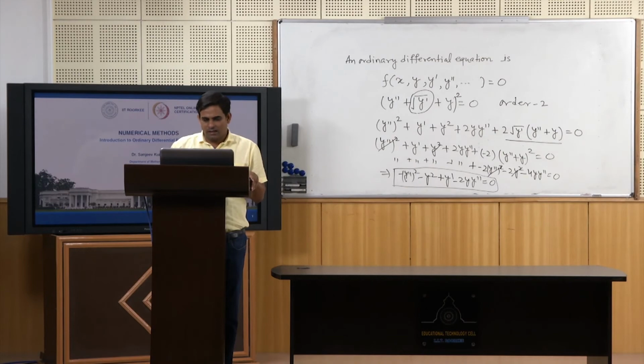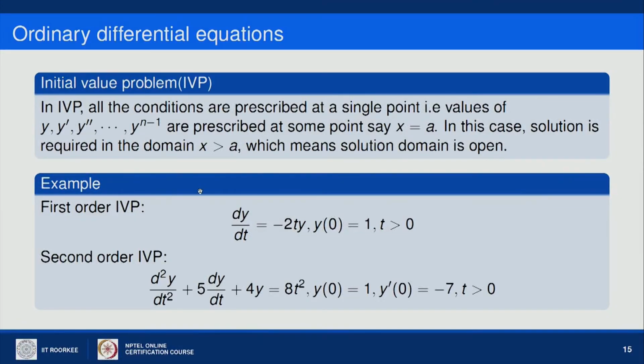So, this is an example of a first order initial value problem. Here the differential equation is dy over dt, where y is a function of t, equals minus 2t y, and y(0) equals 1 and t is greater than 0. So, the initial condition is y at t equals 0 is 1. This is the differential equation, and hence together it is called an initial value problem.